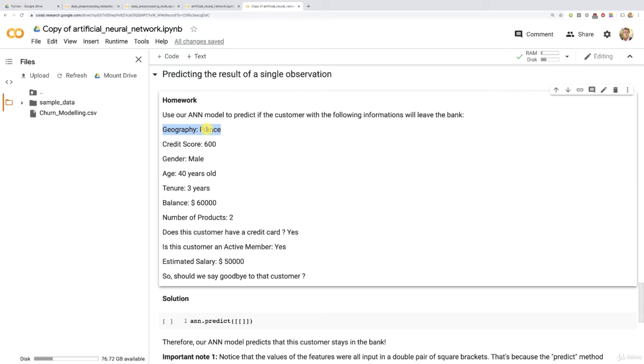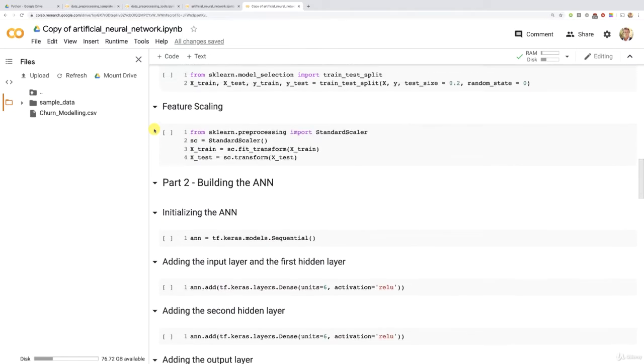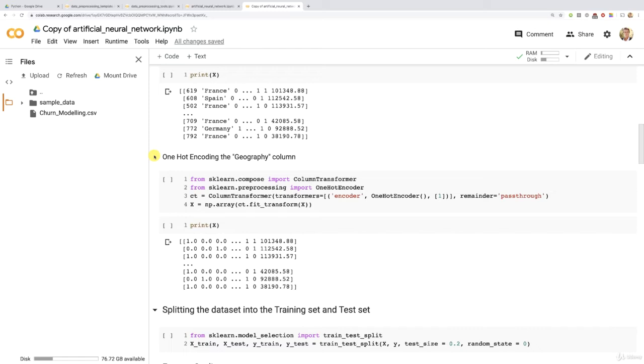Right, that's the second thing you had to do correctly, and therefore now we need to check what was the encoding for France. Well, remember, if we have a look at our matrix of features X, right above, in part 1 data preprocessing. So this is the matrix of features X, the whole matrix containing all the customers. So in order to know what France corresponds to, in terms of encoding, we just have to have a look at the first observation before one-hot encoding was applied, because indeed that first observation corresponds to France.